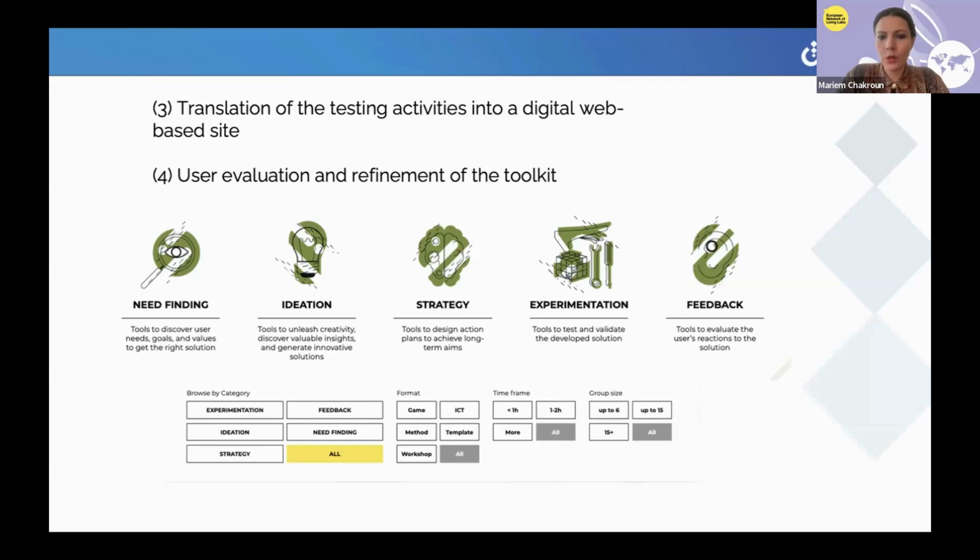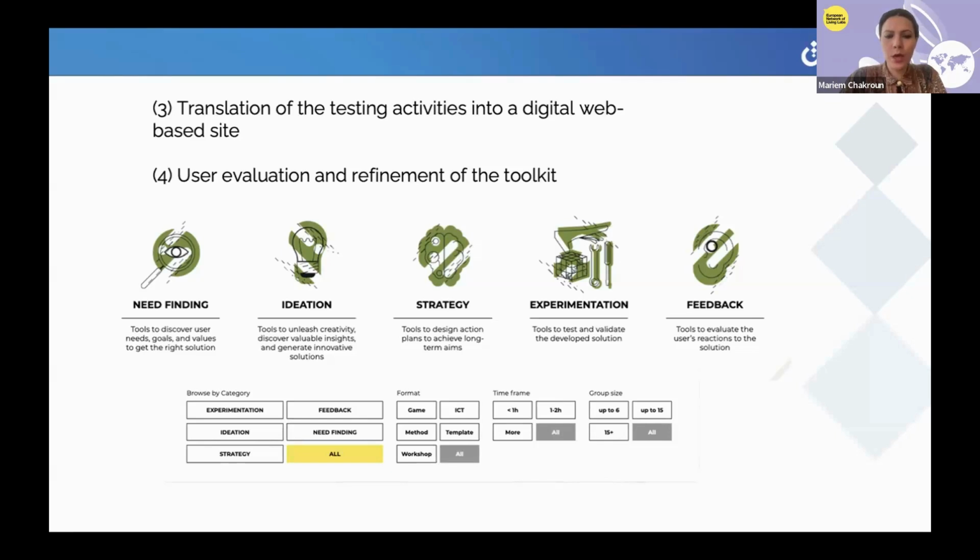Experimentation as well is one of the categories, and you can find the tools to test and validate the developed solutions, or feedback, when you have solutions already in place and you need to evaluate and have feedback from users. And of course, on the online toolkit, you can browse by category, one of these 5 categories.